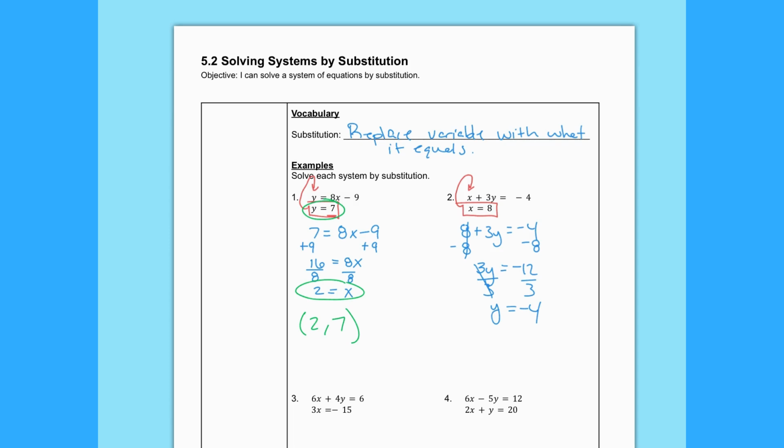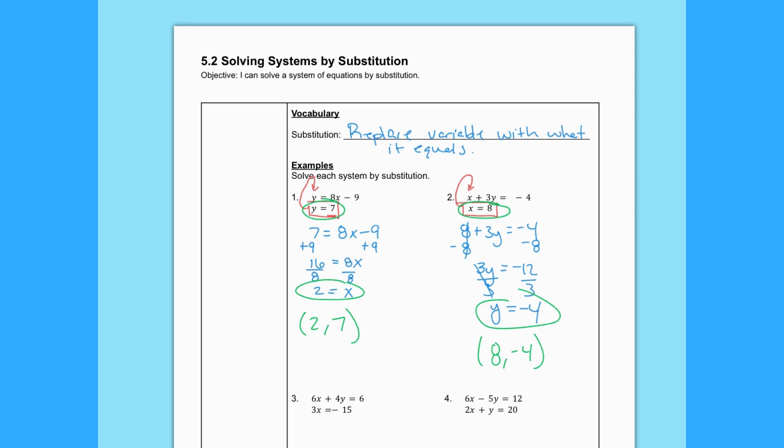And again, we already knew what the x was. X was 8, and now I know that y is negative 4. So my answer is going to be the point 8, negative 4. Again, that would be where those two lines would cross. And it's also the solution that's going to work in both equations.